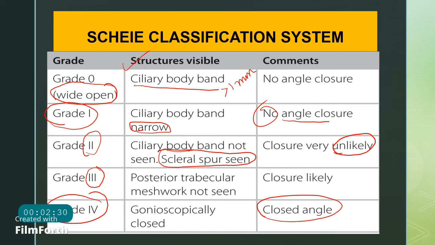Okay, and grade 3, the posterior trabecular meshwork, however, will not be seen. It means that you will be able to see the Schwalbe's line and the anterior trabecular meshwork. Your posterior trabecular meshwork will not be seen in grade 3, and such an angle is called an occludable angle, or closure is also likely in this case. Coming to grade 4 is gonioscopically closed angle, in which you will not be able to see any structure.